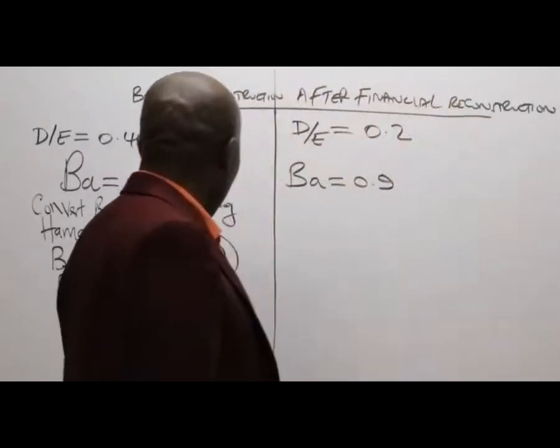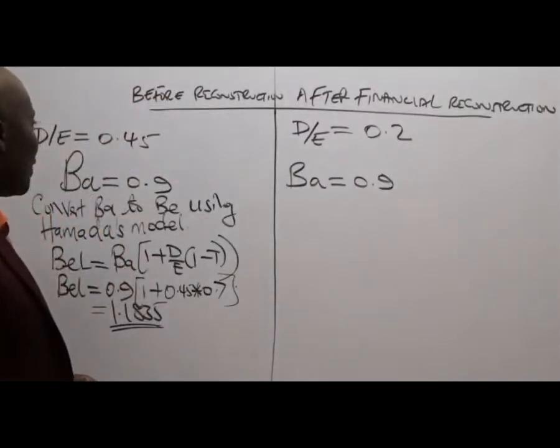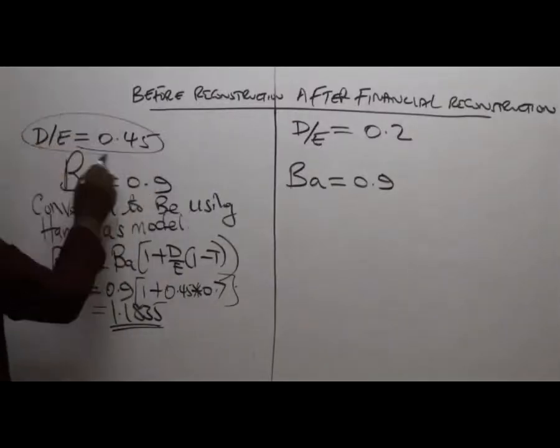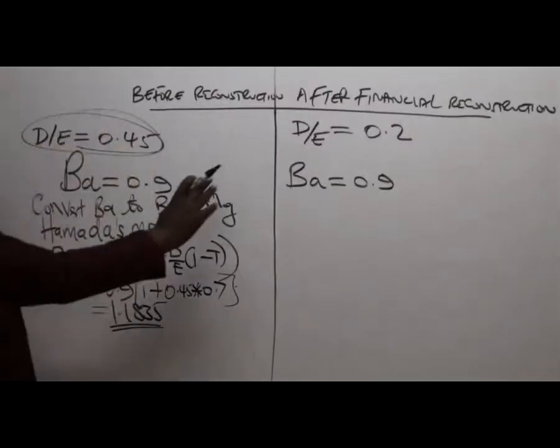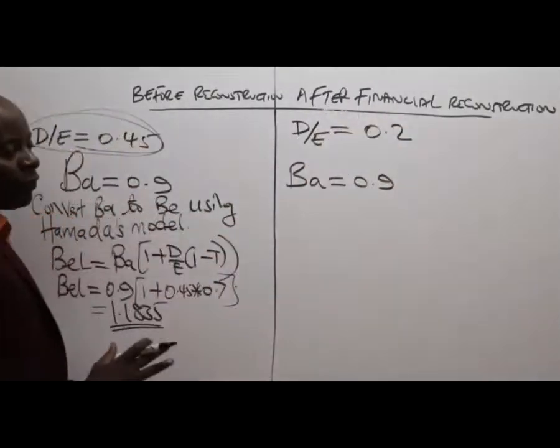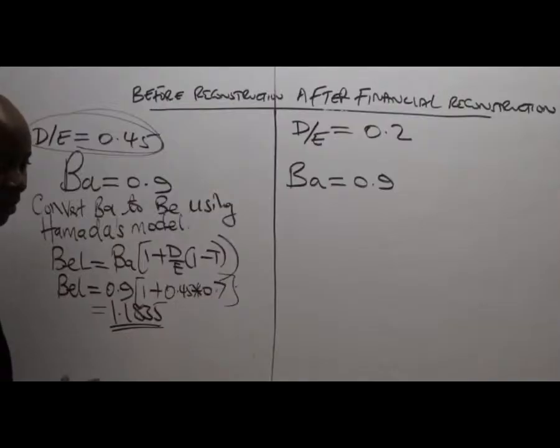So 0.45 divided by 0.2. Where are you getting 0.2 from? You know, already this is coming as debt to equity, my brother. The 0.2 is quite a different thing. It's for after reconstruction, after financial reconstruction. Right? Thank you very much.